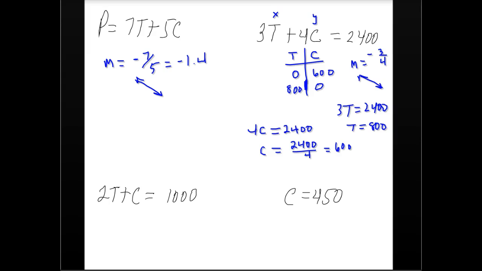All right, so if we do a similar thing with this next constraint here about the painting hours, then for the t axis, if we let c equals 0, then 2t equals 1,000, which means t would be 500. And of course, if we let t equals 0, then this first term goes away, and all we have left is c is equal to 1,000. And our slope for that one will be minus 2 over the understood 1, which is just a negative 2.